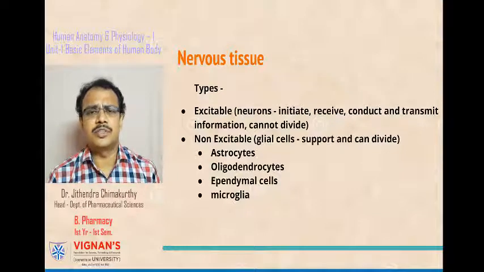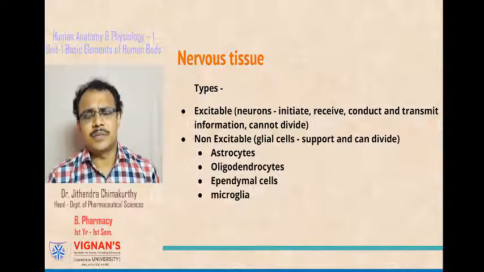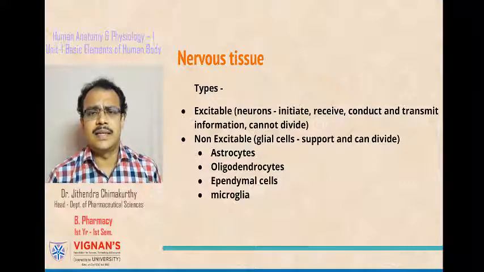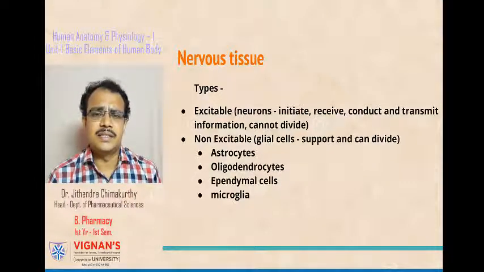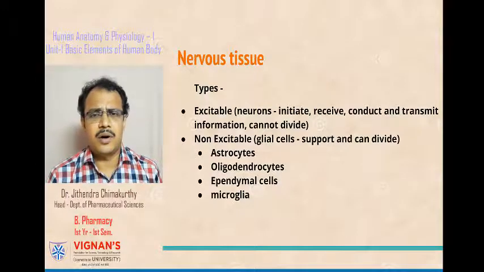Now, let's see about excitable cells or neurons. Neurons are the functional units of the nervous system, and these are called excitable cells because they can generate an impulse, initiate an impulse, receive an impulse, conduct an impulse, and transmit an impulse. Hence, these are called excitable cells, which carry information from one nerve to the other nerve and from the nerves to the effector organ.